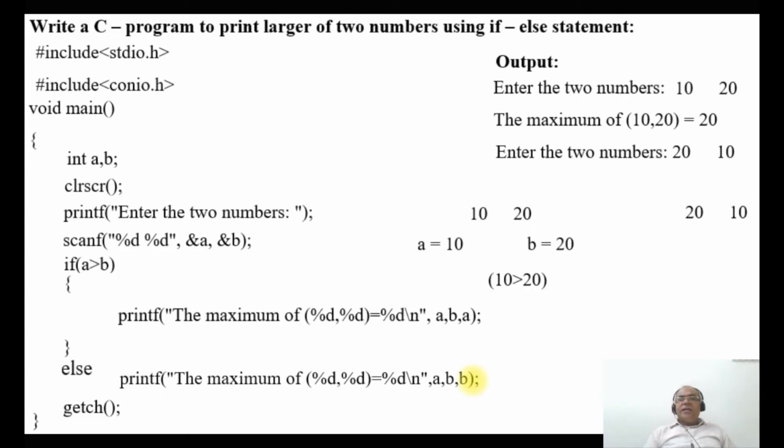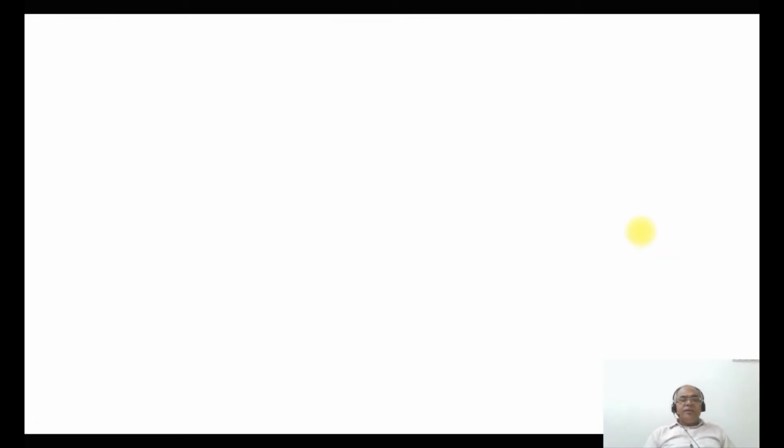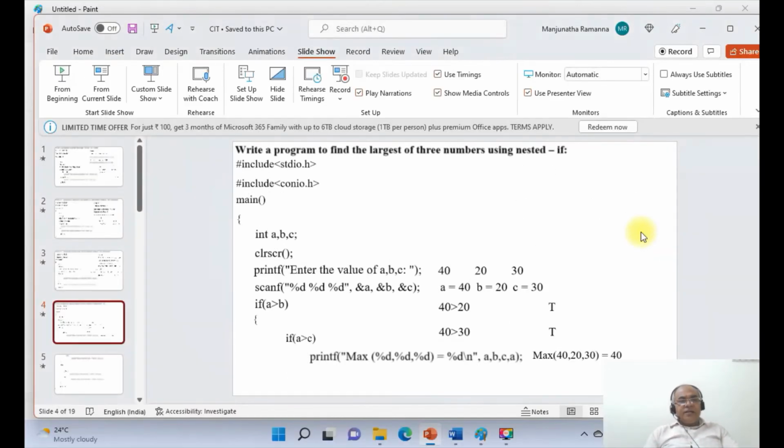So once you take 20 and 10, the value of A will be equal to 20 and the value of B will be equal to 10. Then it will go to check this condition. What is that condition? Is A, which is 20, greater than 10? The condition is true. Since the condition is true, it will execute this statement, which is maximum of 20 comma 10 will be equal to 20. So the maximum of 20 comma 10 will be equal to 20. This is how you will be able to get the solution for this particular problem.